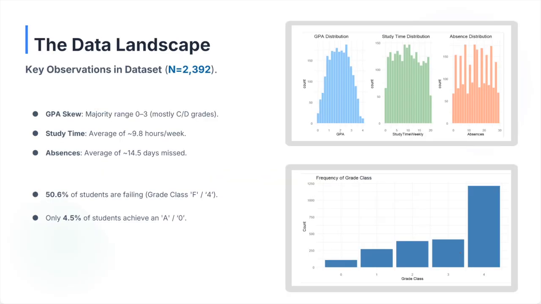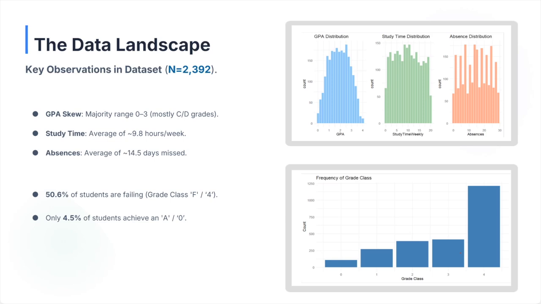Based on our analysis, the GPA majority ranges between 0 and 3, meaning mostly C and D grades, and the study time is an average of 9.8 hours per week. Absences have an average of 14.5 days missed.